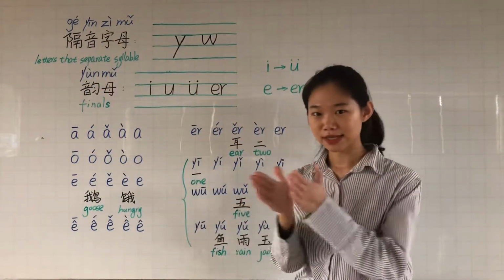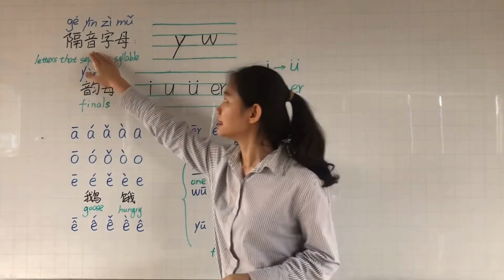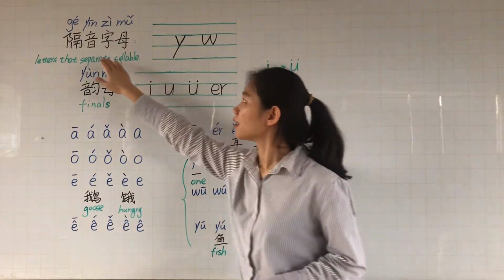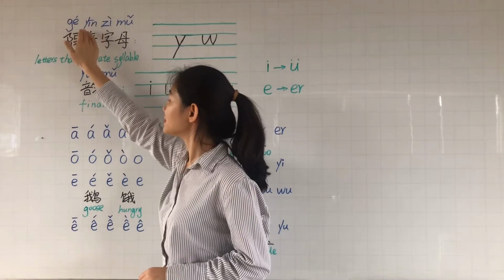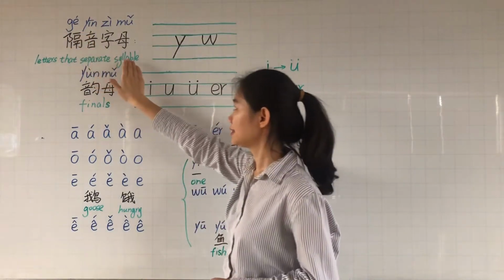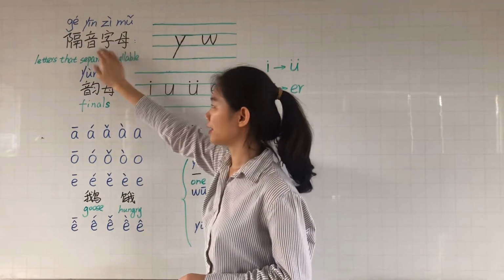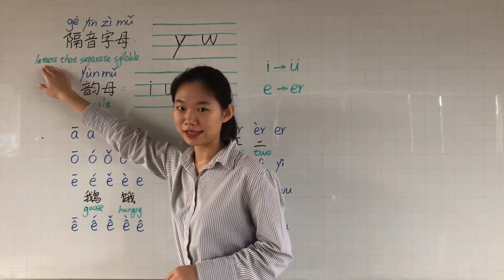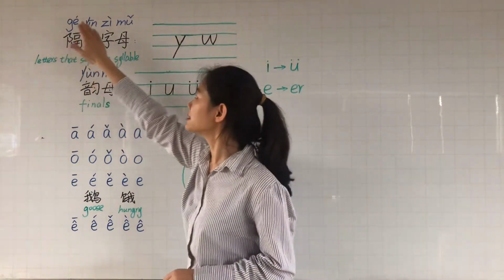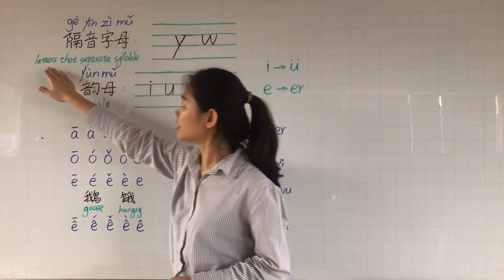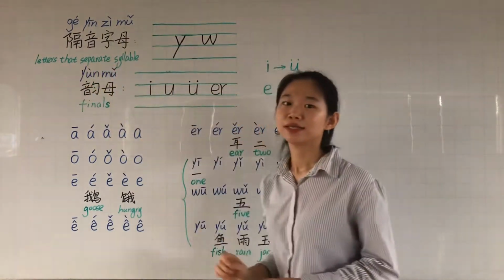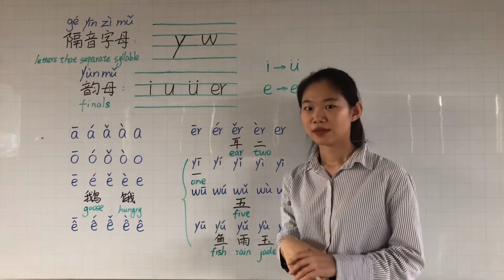隔 means separate. 音 means syllable. This is a syllable. This is also a syllable. 音, syllable. 字母, it means letter. So, 隔音字母 are just the letters that separate individual syllables.